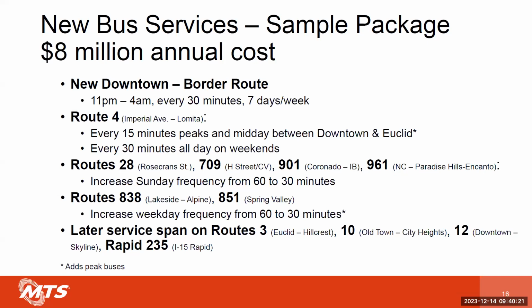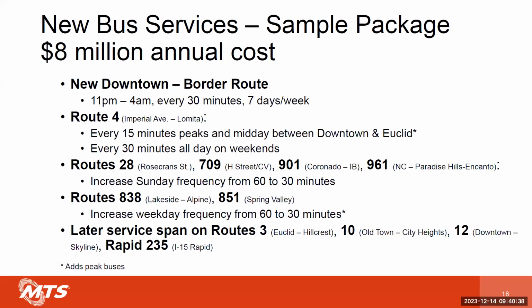We're also proposing some other improvements, Route 4 along the Imperial Avenue corridor. We'd like to bring that up to 15 minutes during weekday peaks between downtown and Euclid. And I'm sorry, that's peaks and midday. So it'd be all day 15 minutes between downtown and Euclid. And then every 30 minutes all day on weekends when currently we have 60-minute periods of service.